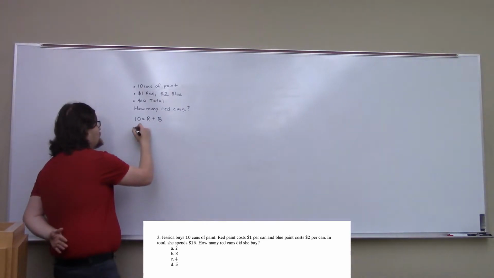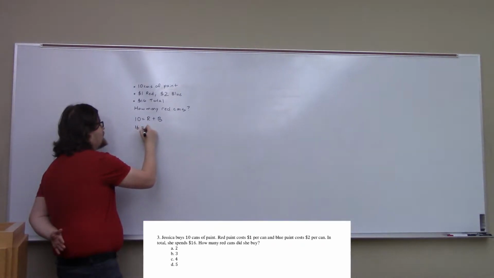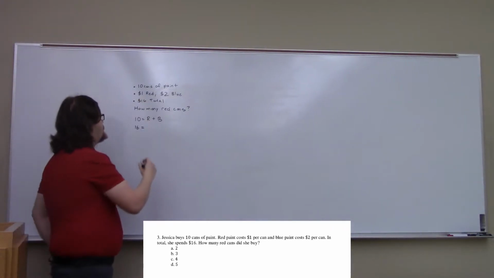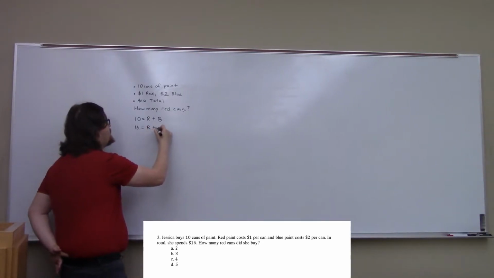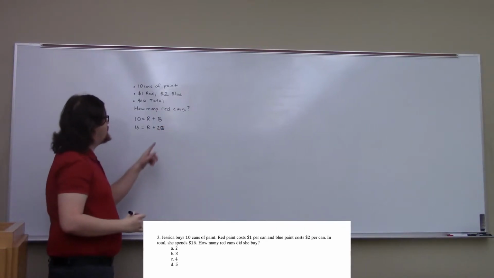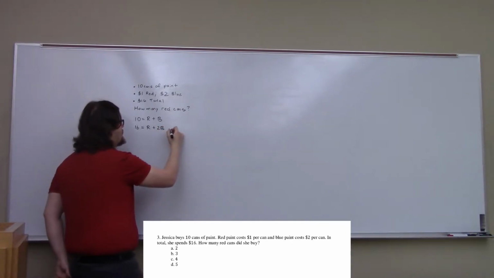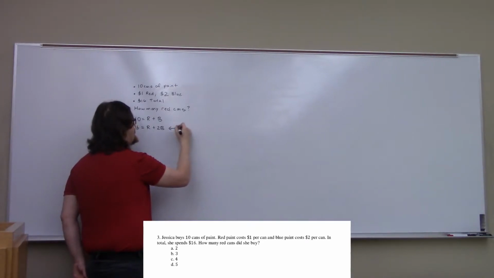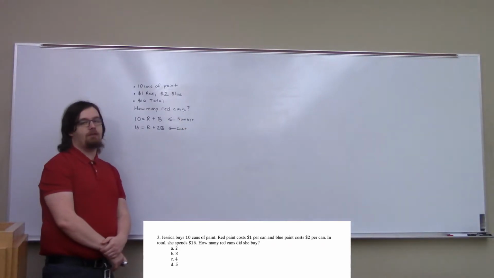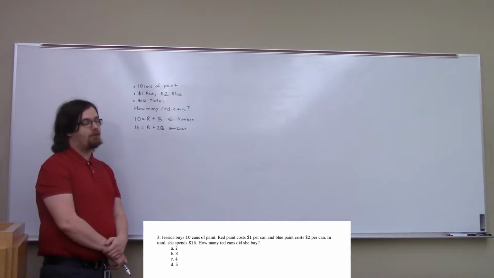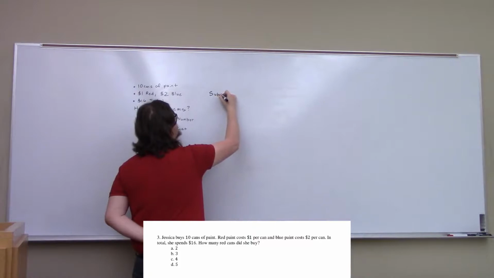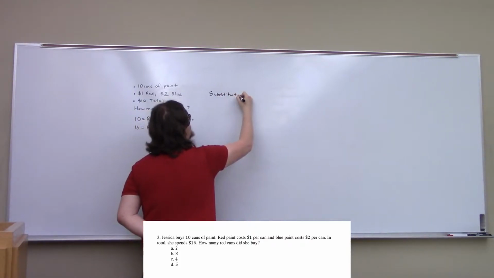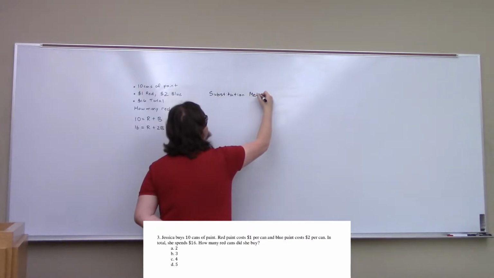Next, we can say that the total cost is going to be $16, where each red can costs $1, so we'll just write R because the 1 is understood, and then we'll write 2 times B because each blue can costs $2. So here we have a cost equation, and here we have a number equation. Now that we have our system of equations, we can solve this one of 2 different ways. The first way is called the substitution method.